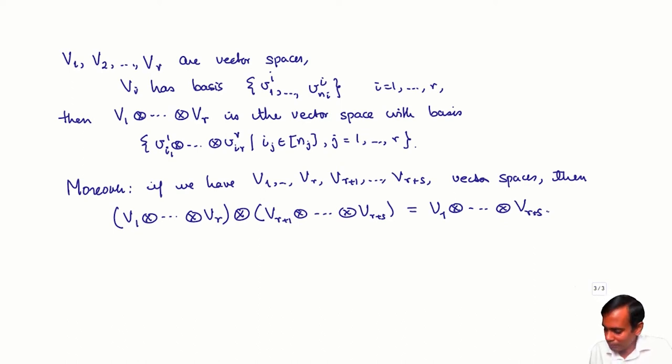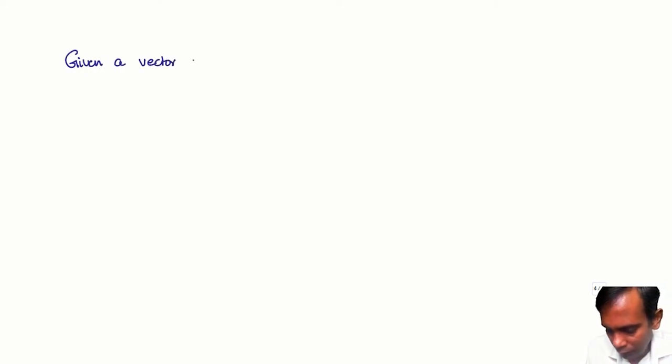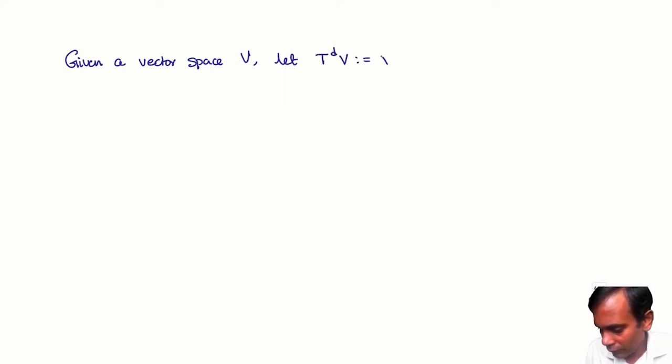Okay, so now let's apply this to a single vector space V whose tensor product we take with itself repeatedly. So now given a vector space V, let T^d V be defined to be V tensor V tensor V tensor V, this taken d times.